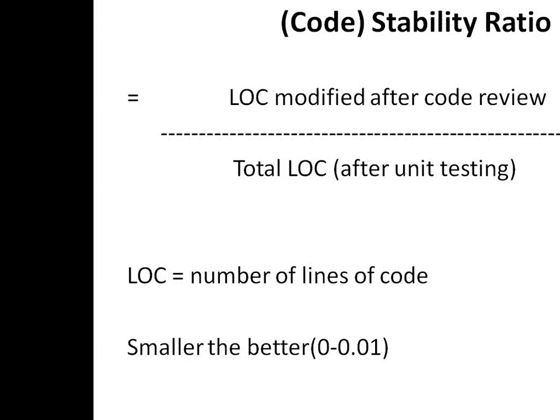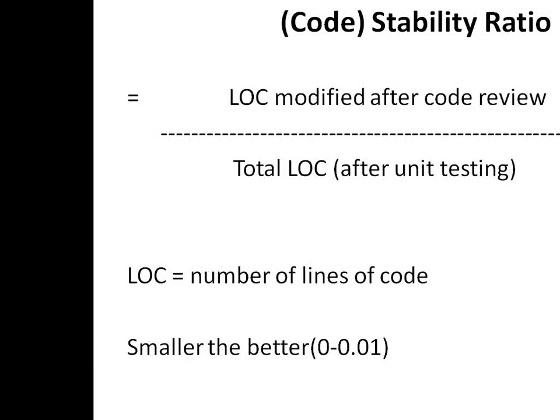So the thing is that this ratio should be very small, close to 0, like 0.01 or 0.02 or maybe 0.1. This indicates better stability. My code is stable. It means my team has written the code in such a way that even if I review the code 100 times, very few lines of code will be modified. So most of the code is stable. And the more stable the code is, the fewer the chances of bugs.